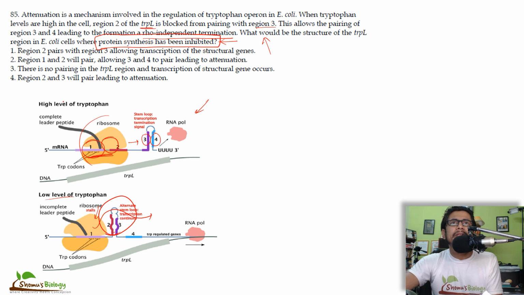So as we know, in this case region 3 and 4 will form this loop. 1 and 2 will be occupied by the ribosome. That should be our idea. So, region 2 pairs with region 3, allowing transcription.